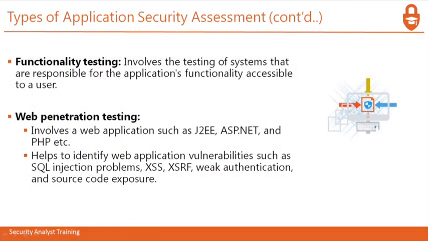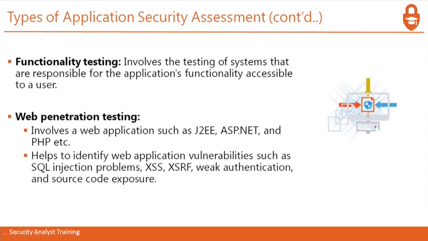So the next component of application testing is functionality testing. How does functionality testing work? All right, so that's the key question here. Well, it basically tests the systems that are responsible for an application's functionality. You may say it involves testing of the input validation of characters and specific URLs.